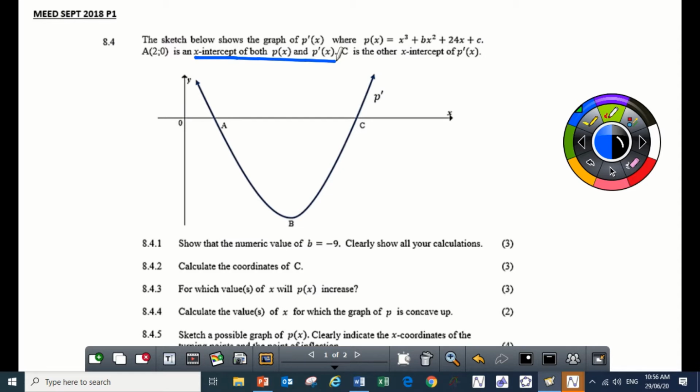But before I show you how I did the question, those of you who did the question, how did you approach it? Yes, you sub in a into the p prime x, then you solve for b. So it means you have to find the derivative first. You need to find p prime of x. Then you substitute the coordinates of a. Okay, so I'm gonna do that.